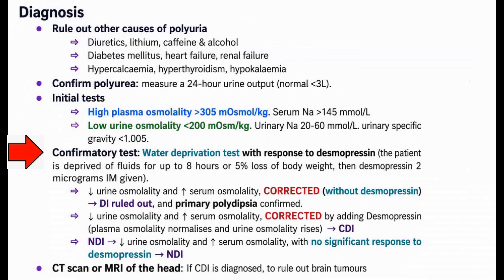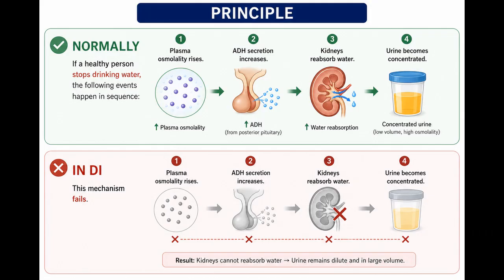This test evaluates whether the patient can concentrate urine when deprived of water. Principle. Normally, if a healthy person stops drinking water, the following events happen in sequence. Plasma osmolality rises. ADH secretion increases. Kidneys reabsorb water. Urine becomes concentrated. In DI, this mechanism fails.